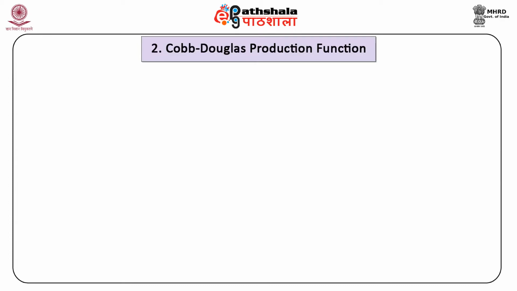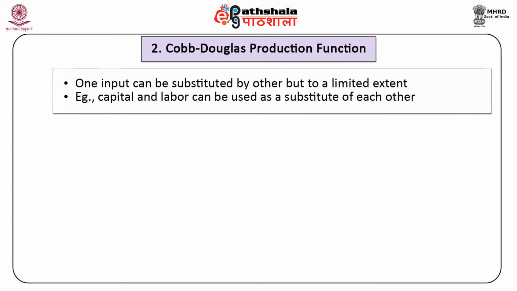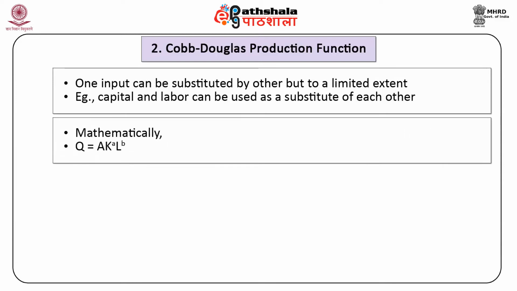Cobb-Douglas production function refers to the production function in which one input can be substituted by the other input, but to a limited extent. For example, capital and labor can be used as a substitute of each other, but to a limited extent only. Mathematically, Cobb-Douglas production function can be expressed as follows.